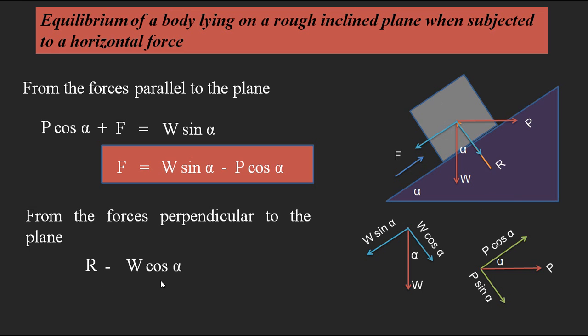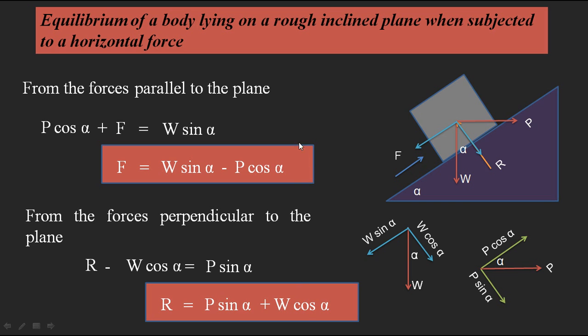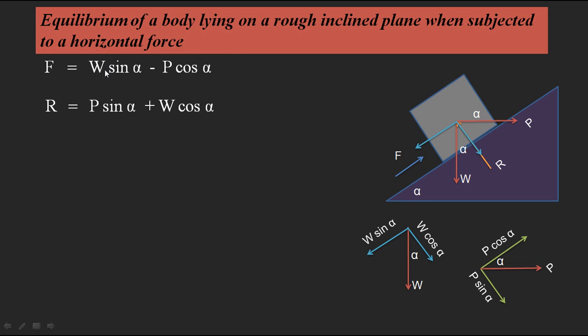Then R minus W cos alpha is equal to P sin alpha. Otherwise we can write R minus W cos alpha minus P sin alpha is equal to 0. So R minus W cos alpha is equal to P sin alpha. Finally, R is equal to P sin alpha plus W cos alpha. Again remember this equation. These two equations are important. In the next slide I will show you these formulas directly: F is equal to W sin alpha minus P cos alpha, and R is equal to P sin alpha plus W cos alpha. These are the two equations we got by considering the parallel forces and perpendicular forces.